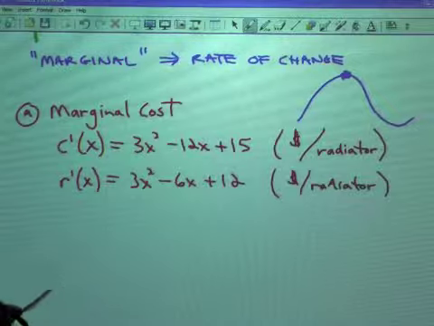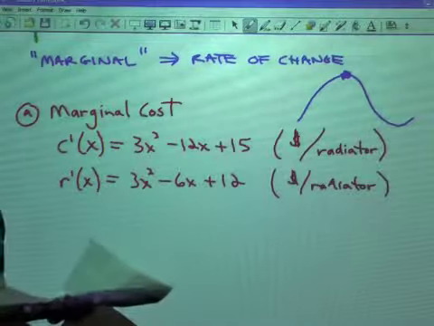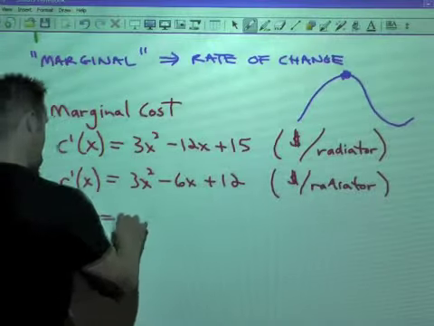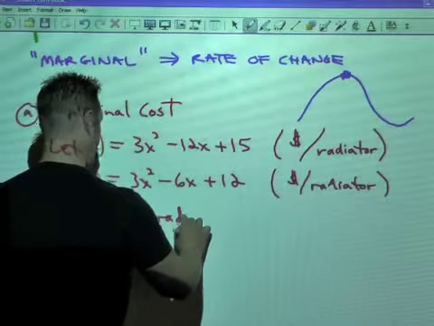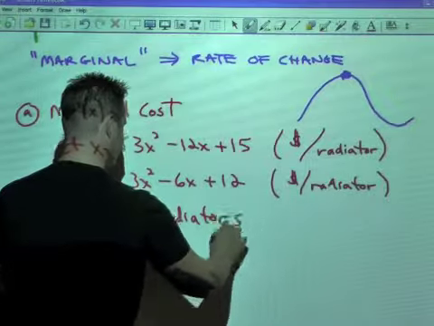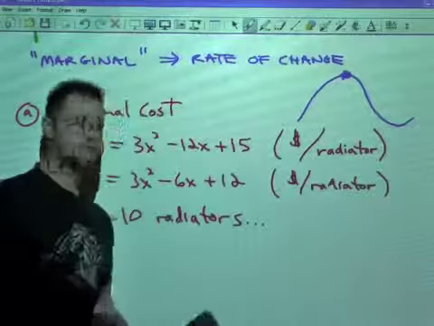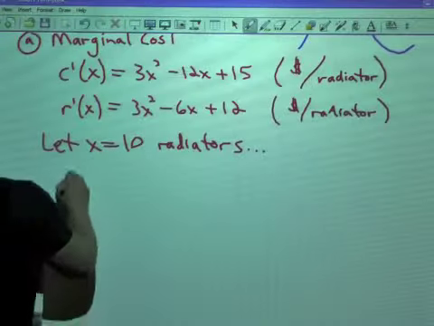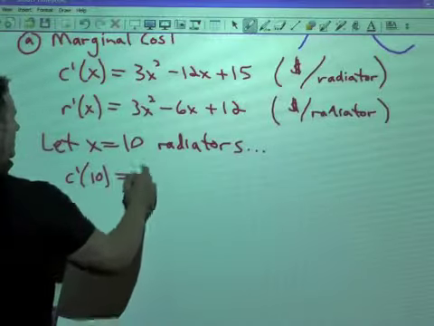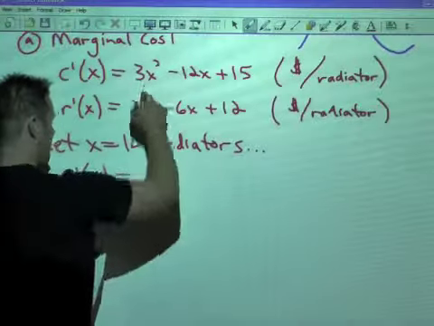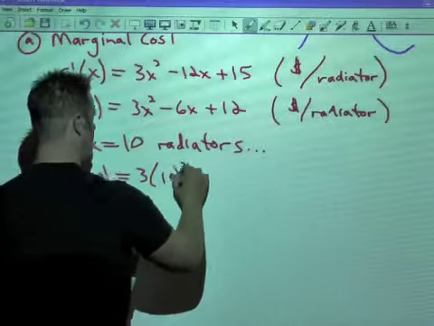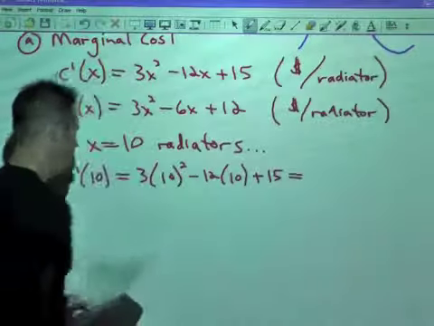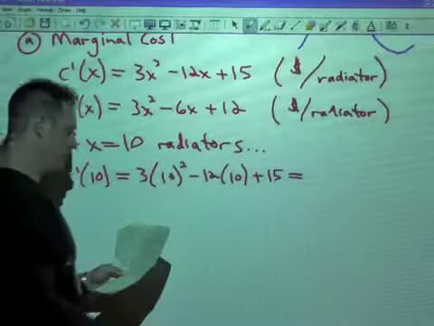You also might be asked to find what these values are at a particular number of radiators. So let's say that x equals 10 radiators. Well, obviously it's just a matter of plugging in 10 into those two functions. So C prime of 10 would be 3 times 10 squared minus 12 times 10 plus 15, which all simplifies out to 195.